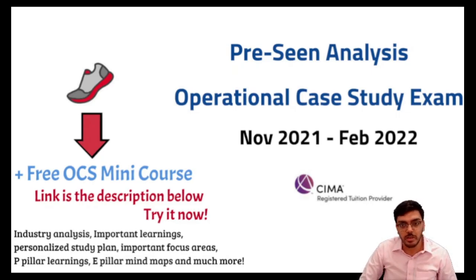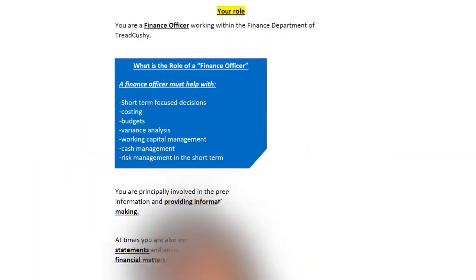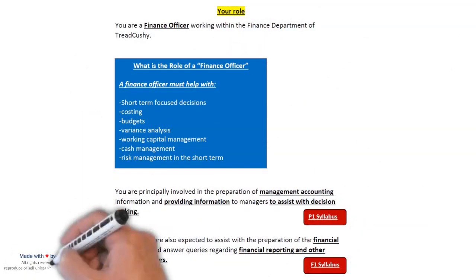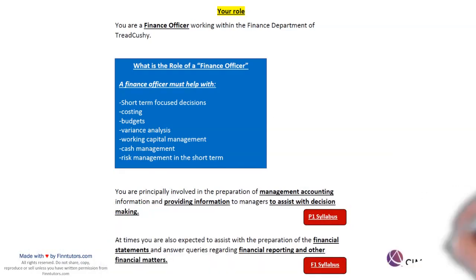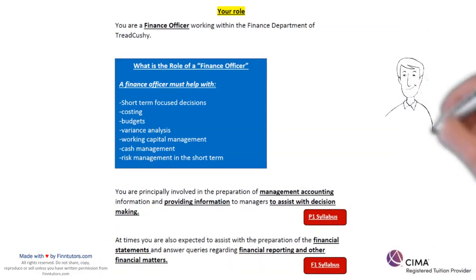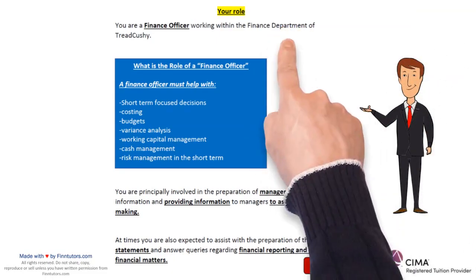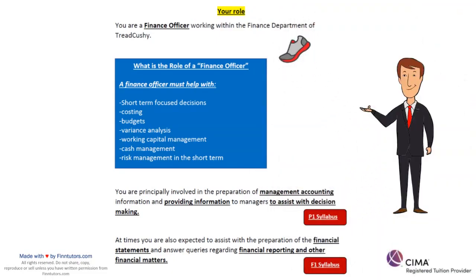Now, without wasting any time, let's begin with our operational case study exam, pre-seen analysis, part 1. First and foremost, we address your role in this case study exam. You have been given the role of a finance officer. We have spoken about this in our introduction video as well. The company that's been given to us, the fictional company that CIMA have created, is called TreadCushy, as we already know. The logo of the company is a gray and red shoe, which you can see on your screen. It's just something that I want you to get accustomed with.